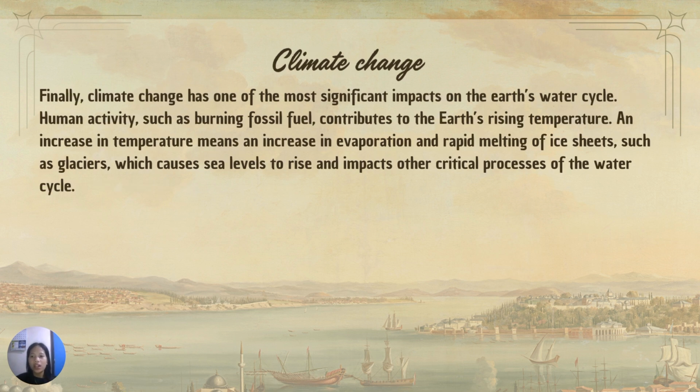Climate change. Climate change, driven by human activities like burning fossil fuels, is significantly affecting the Earth's water cycle. Rising temperatures lead to increased evaporation and faster melting of ice sheets such as glaciers. This causes sea levels to rise and disrupts other important processes in the water cycle, potentially altering weather patterns, precipitation, and water availability.